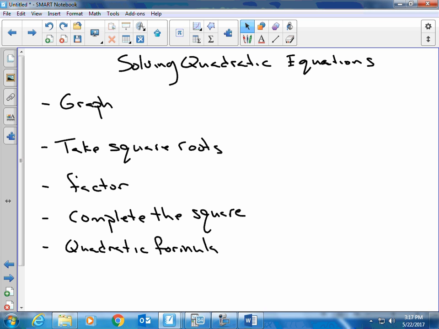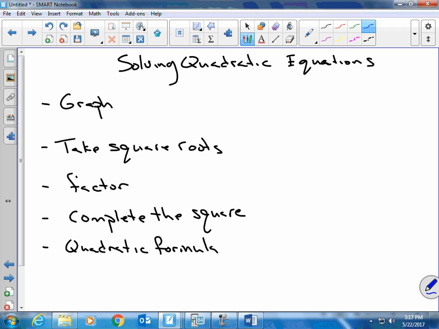But the other 4 ways: we can take square roots, we could factor it, we could complete the square, and we could use the quadratic formula. Those are all very legitimate, nice, sometimes messy, ways of solving a quadratic. So let me quickly look at each.